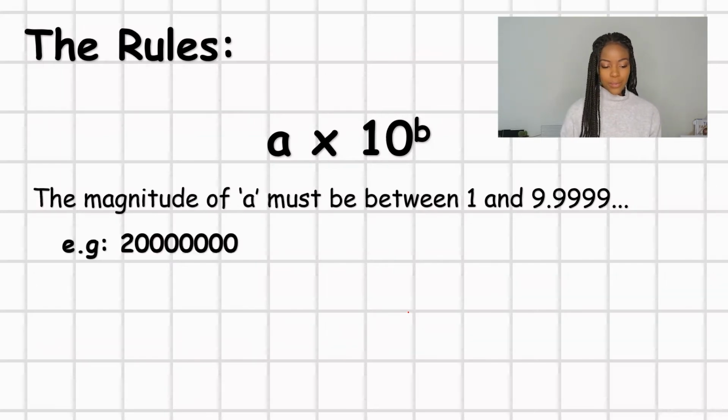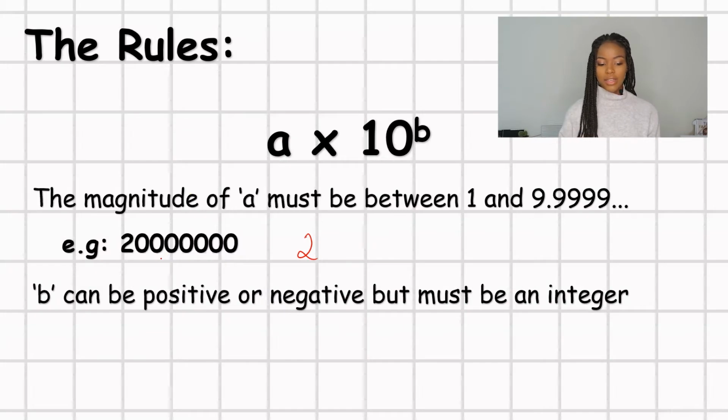So for example, with the 20 million that we had before, our a in that instance was 2. So we couldn't have put 20 or 200 or etc. It had to be between 1 and 9.99999. The second rule is b can be positive or negative, but b must be an integer. So b can't be a decimal. And the reason that b would be negative instead of positive is if we're representing a decimal number.